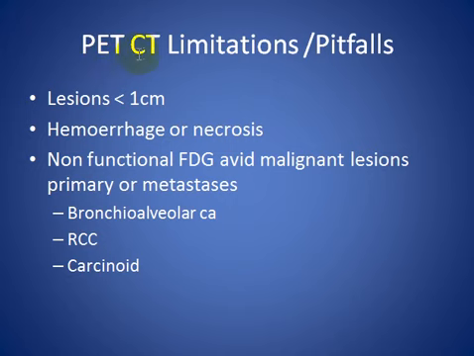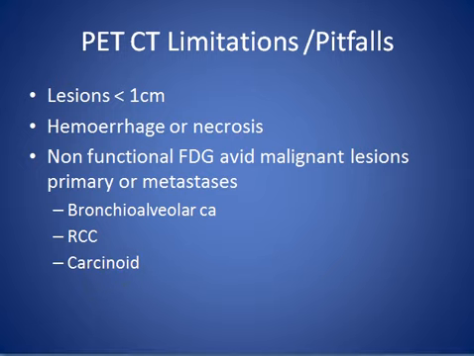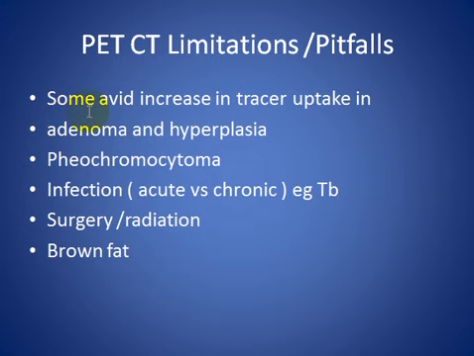So we have limitations on PET CT scan. The lesion is less than 1 centimeter; the resolution is not good. Hemorrhagic versus necrotic lesions are non-functional. FDG-avid malignant lesions include primary or metastasis, bronchoalveolar carcinoma, renal cell carcinoma, or carcinoid. Some avid increased tracer uptake occurs in adrenal hyperplasia, pheochromocytoma, infection, surgery, and brown fat.